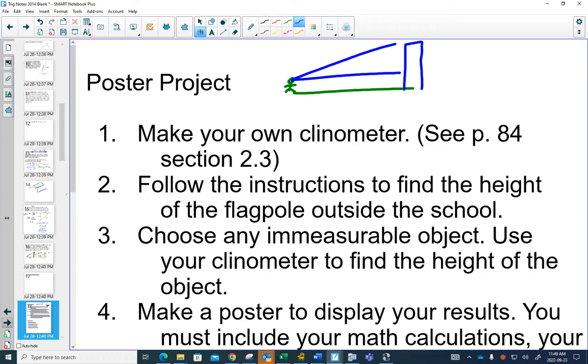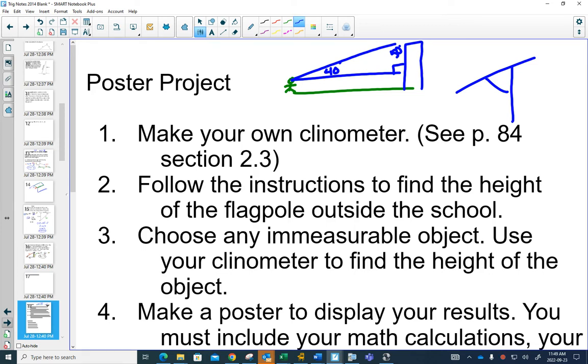When you look through your straw, the string will fall down, and if I looked right here at an object, it's right at the 50 degrees. That would tell me, because the string is holding down and measuring this angle, if I got 50 degrees, it would tell me this is 50 degrees there. This is 90 degrees because the flagpole is straight up in the air. And adding up to 180 would tell me that that's 40 degrees.